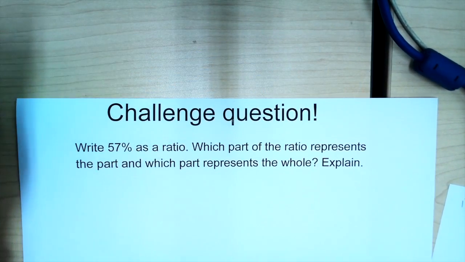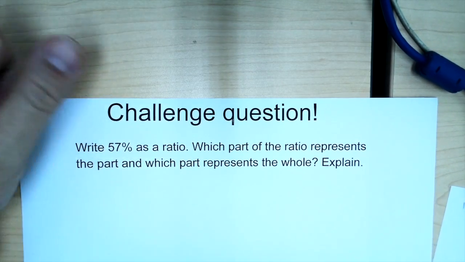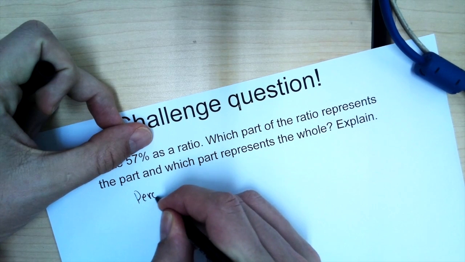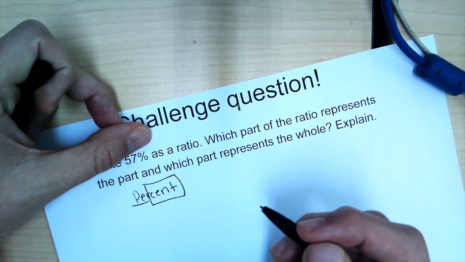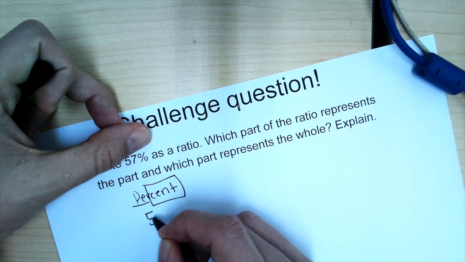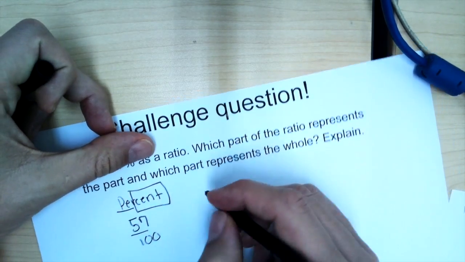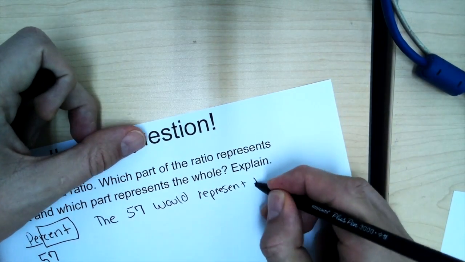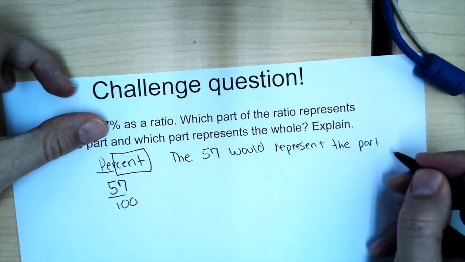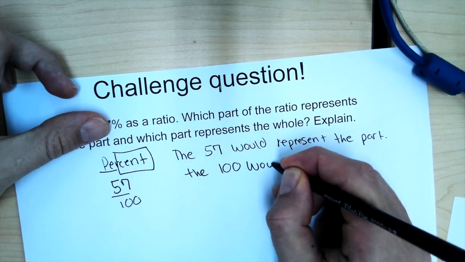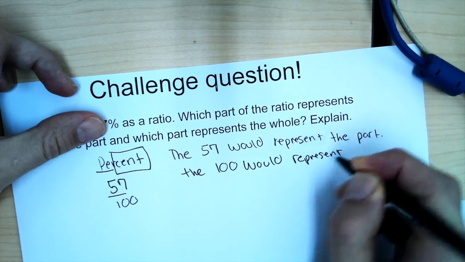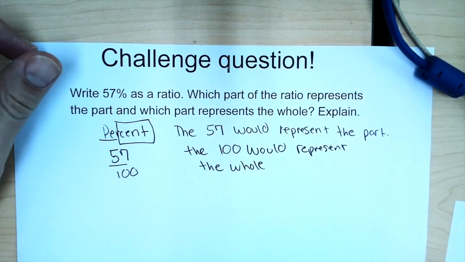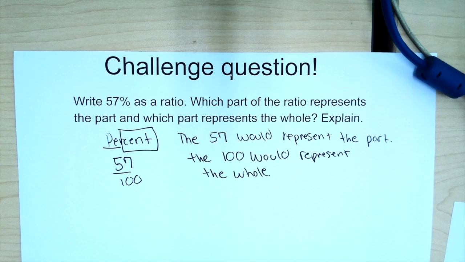Write 57% as a ratio. Which part of the ratio represents the part and which part represents the whole? Explain. Well, remember that a percent is per 100. So it's out of 100. So as a ratio, this would be 57 over 100. So the 57 would represent the part, and the 100 would represent the whole. Because again, percent is out of 100 and per 100.